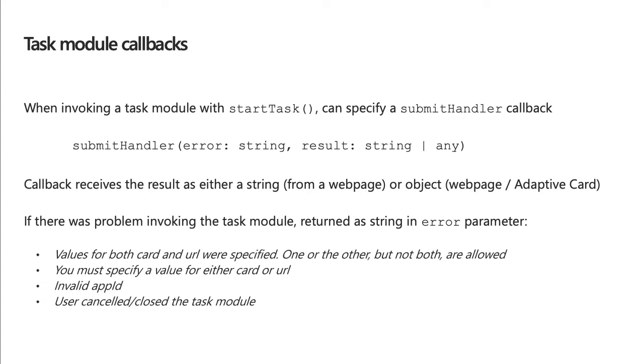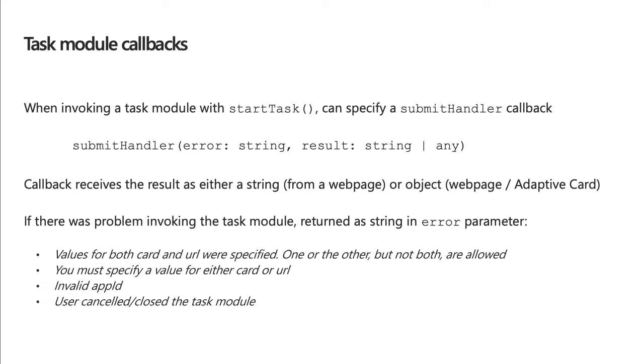If an error object is passed to the callback, it will be one of the following values. Values for both the card and the URL were specified, where one or the other, but not both, are allowed. And what this means is the task info object contains values for both URL and card property. These are mutually exclusive. Only one of these should be specified. Another one is you must specify a value for either card or URL. This happens when it's like the inverse of the previous one.